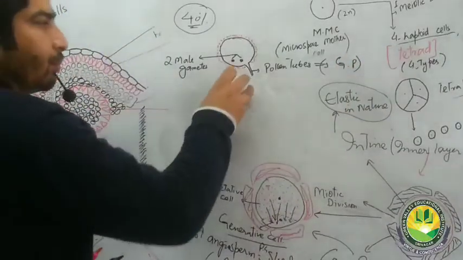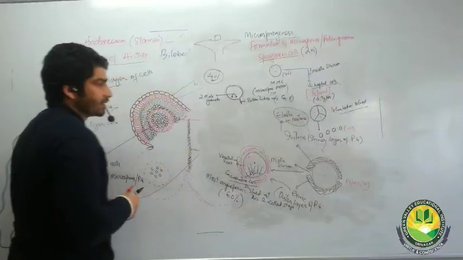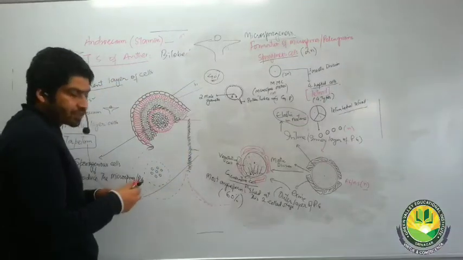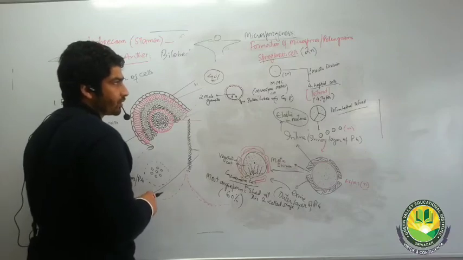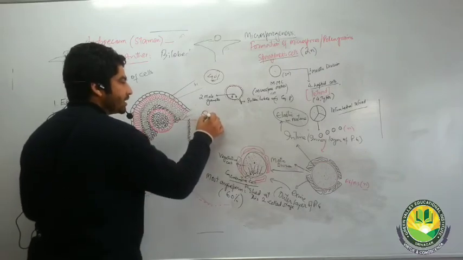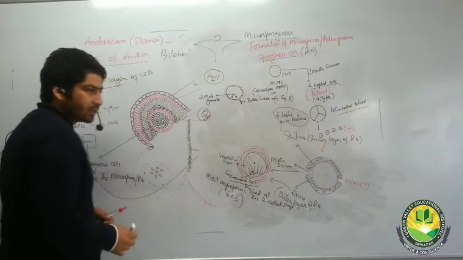Reason being, the pollen intine is elastic. Now what will happen? It gets shed. So a question comes up about the complete development of this microspore or the pollen grain. In the examination, this question comes.